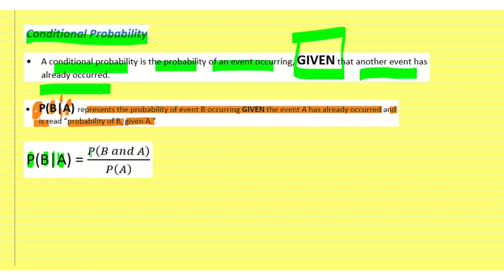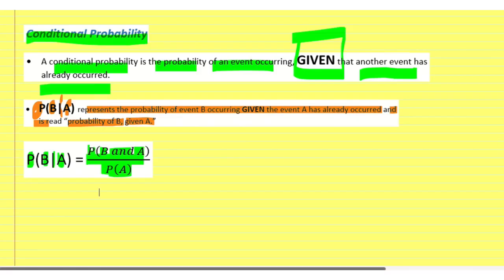And then this is a specific formula. We've got a formula that we can work with when we're talking about conditional probabilities, where one probability depends upon another probability already having occurred. And it is the probability of B and A divided by the probability of A.